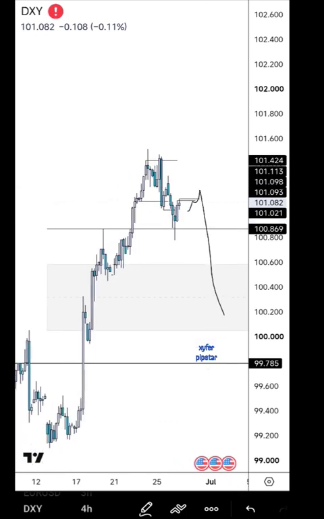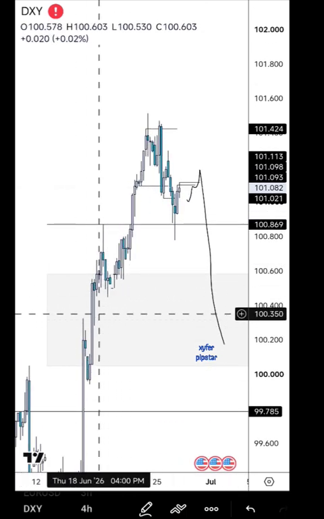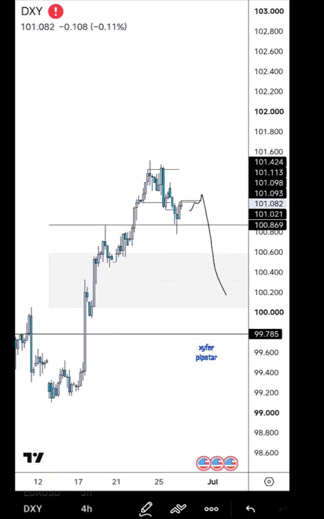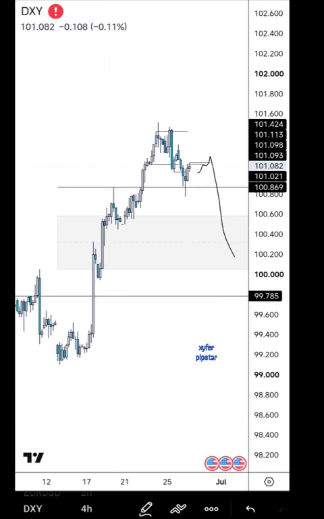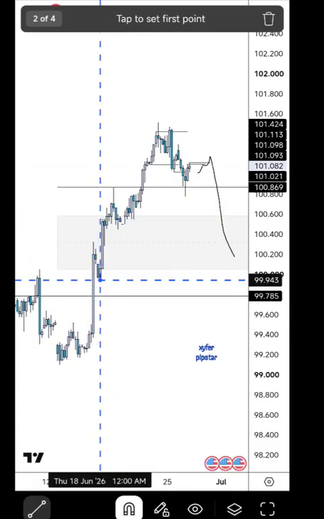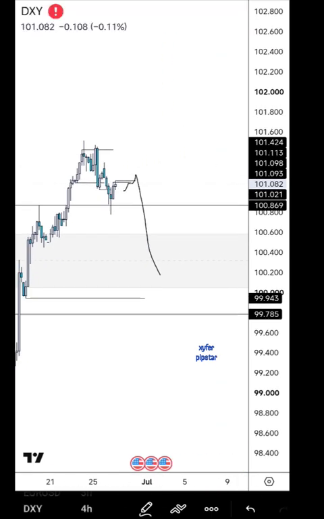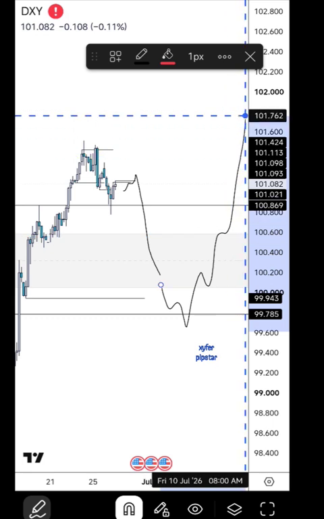You can also see this pool of liquidity. We also have this pool of liquidity here. We also have this swing high, a single low. We can expect the market to come towards this direction before getting a turning point on this end like this, going higher.